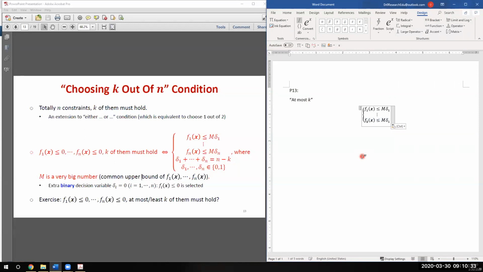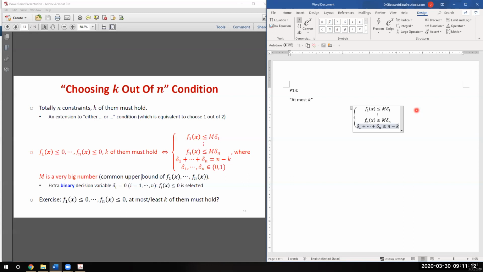Until fn delta x is less than or equal to delta n. Then the problem is here: delta 1 plus delta 2 plus ... plus delta n should be what? Because we say at most k of them must be held. In other words, I must have at most k zeros, right? That means the summation of deltas should be at least n minus k, right?